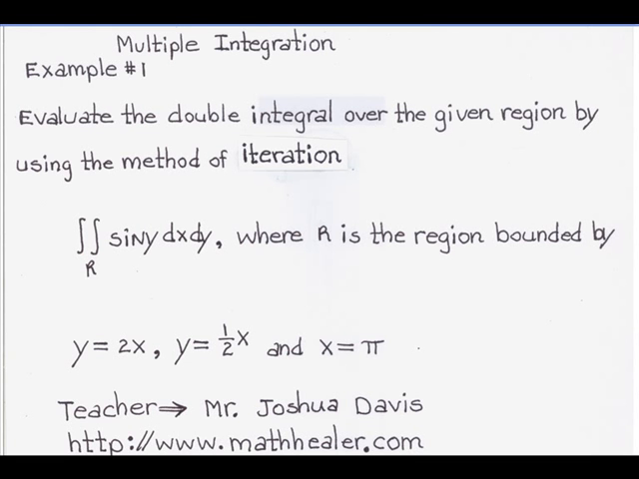Let's move forward with this problem. Evaluate the double integral over the given region by using the method of iteration. Now we're given the double integral over a region R of the sine of y dx dy, where R is the region bounded by the given information here at the bottom: y is equal to 2x, y is equal to 1/2 x, and x is equal to pi.